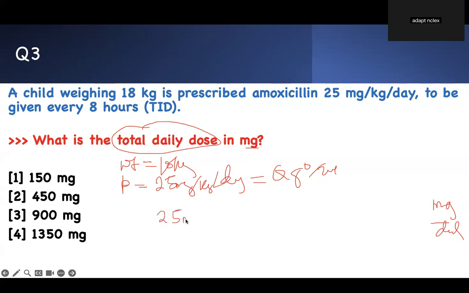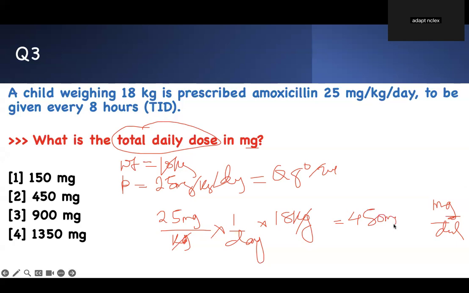So we have 25 milligram, because mg is supposed to be on top, I keep it on top, per kilogram. Per day means 1 over day. But the kid weighs 18 kilos. That's all. So kilo cancels kilo, right? And you're left with 25 times 18, which is 450 milligram per day. This is where the trap is going to kill you.